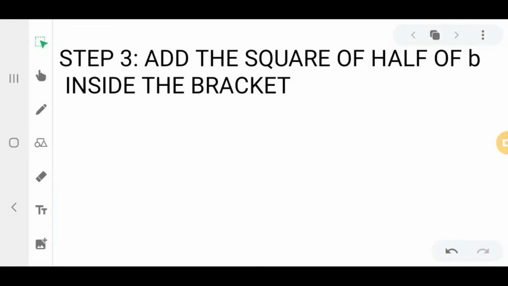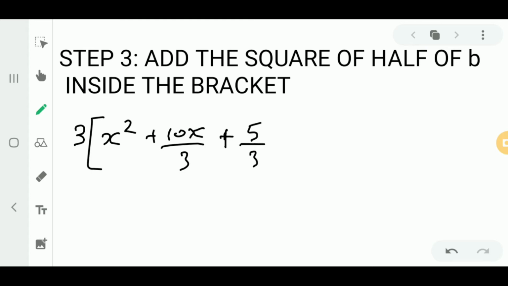Now step 3 says add the square of half of b inside the bracket. Now half of b, in this case, is 10 over 3, so half of 10 over 3 is 5 over 3. So we're adding the square of 5 over 3 inside the bracket. So we have 3 times (x squared plus 10x over 3 plus (5 over 3) all squared). And remember, we have the minus 8 on the outside.